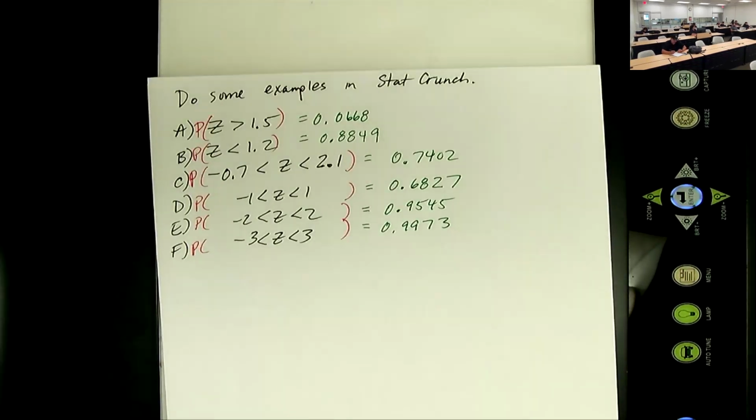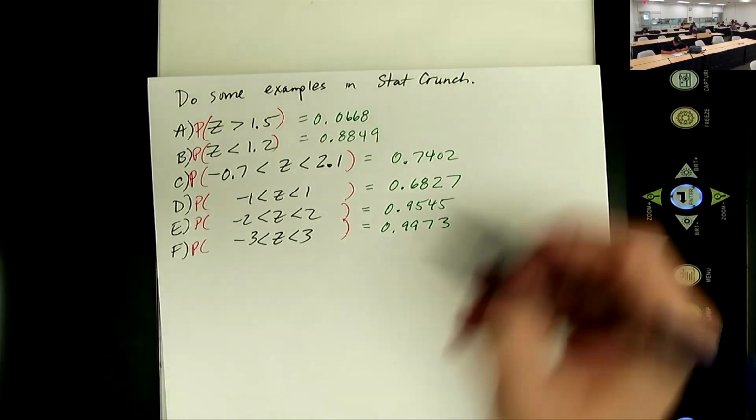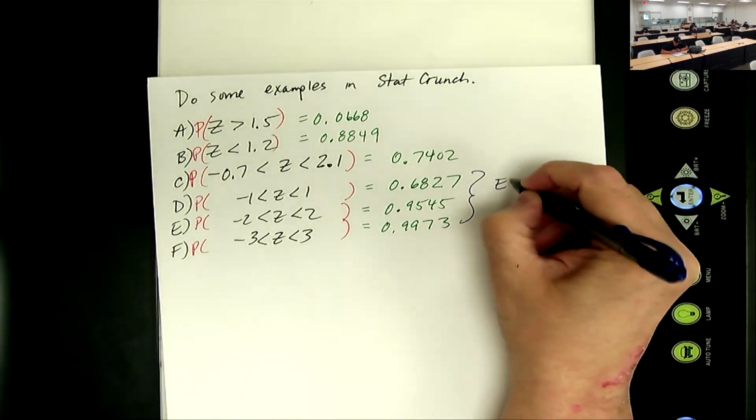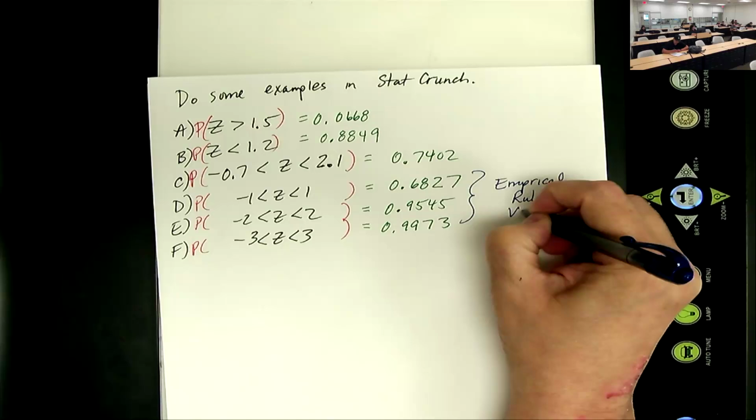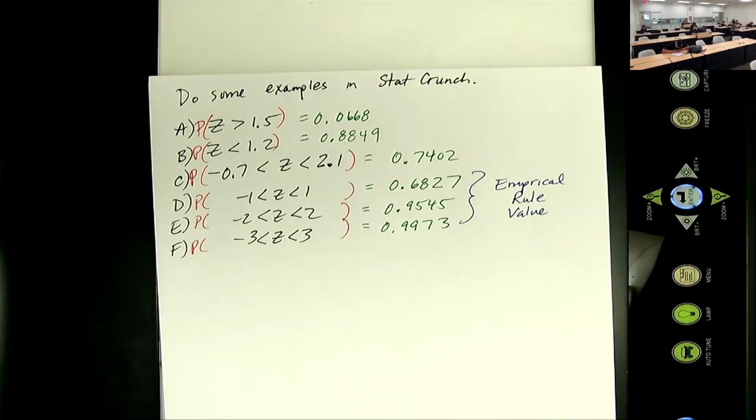Alright, you'll notice these last three were the same values from the empirical rule that we did with the IQ test. Check, you'll see you get the same values. So this is the easier way to find out what those actually are. And that's why we approximate with 68%, 95%, 99.7%. It's not a perfect match, but it's close enough.